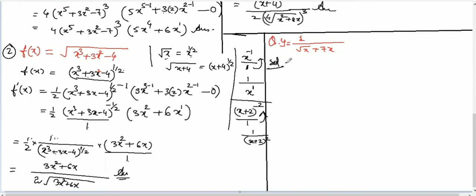As this is 1 over this, I can write the question again here: 1 over, we need power. So root x plus 7x, power is positive 1 here. No power is written, it means positive 1. So we are not going to apply quotient rule. Take the reciprocal, bring this bottom line and make it top line. So y equal to, this whole will come up: root x plus 7x.